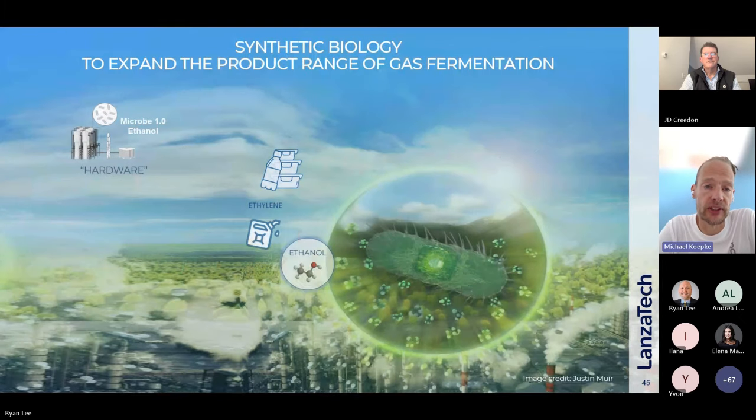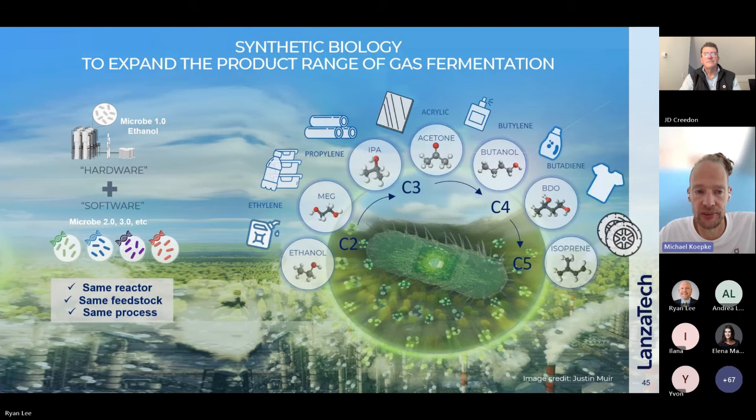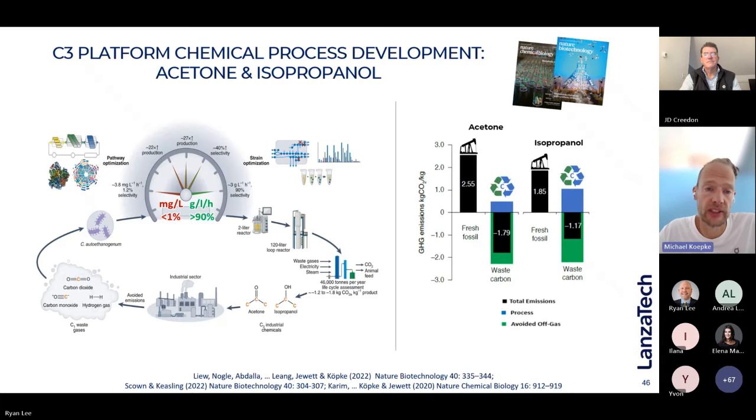We move forward, I think through synthetic biology, then we can also enable to make other products in ethanol. Really, the key advantage there is I think we change the microbes, but then can use the same hardware, the same reactor. And we're working on a bunch of different platform chemicals. If you go forward, one example is acetone and isopropanol, the C3 platform chemicals, which we've really optimized strains for high rates, high efficiency.